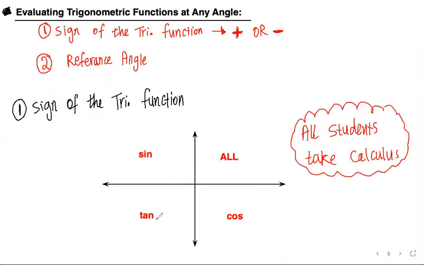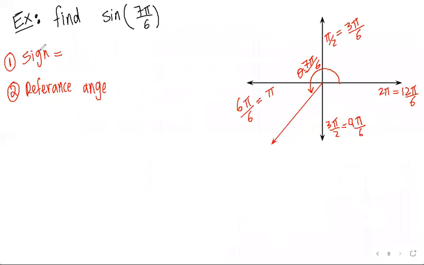For the third quadrant, the only function that is positive is the tan function. The sign will be negative in the third quadrant. So the sign here will be negative. Okay, now what's the reference angle? The reference angle is the acute angle between the terminal side and the x-axis. It's going to be something like this. This is my reference angle.